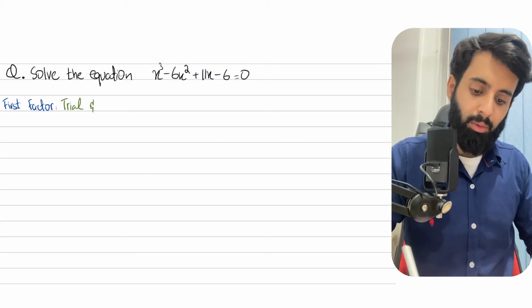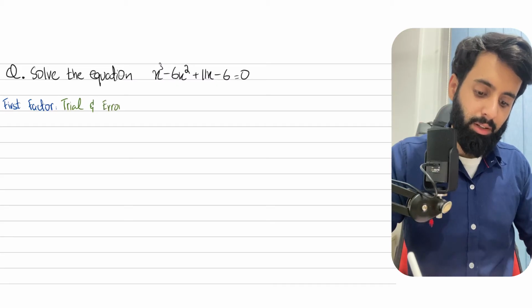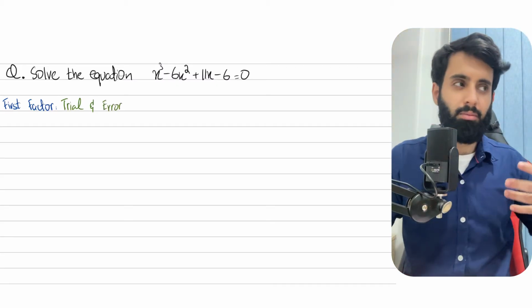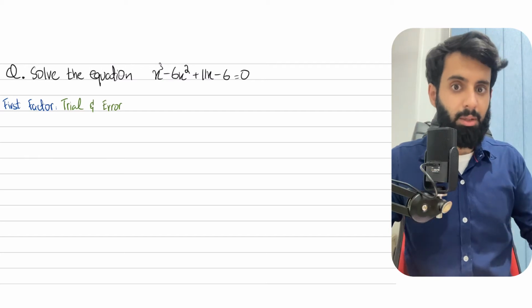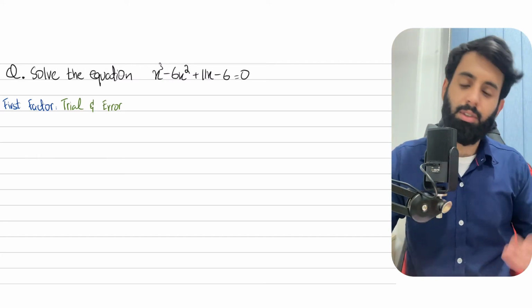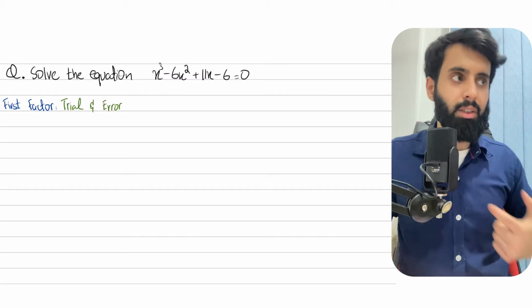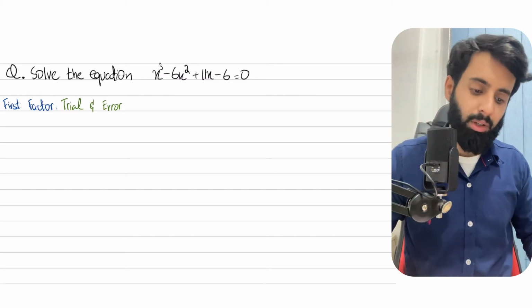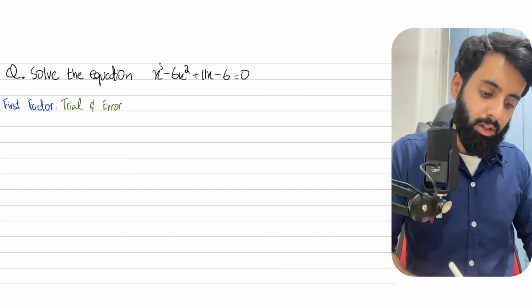Now, what do we mean by trial and error? That means you plug in a value of x and see if the answer is equal to 0. If it is, that means the value that you've plugged in is a factor. If it's not, that means it's not a factor. Now the question is, what value of x are you going to plug in? The values of x that we're going to plug in are always factors of the constant.